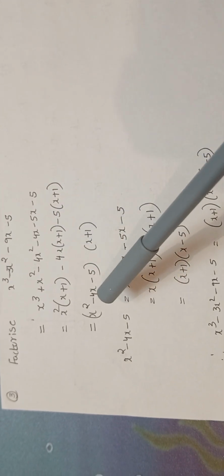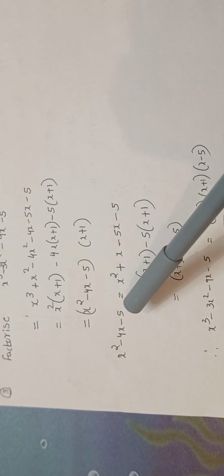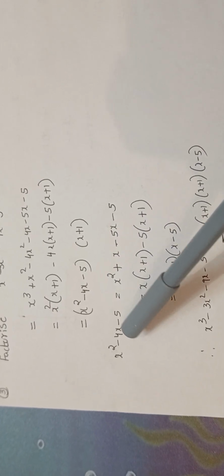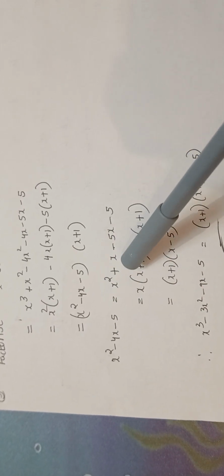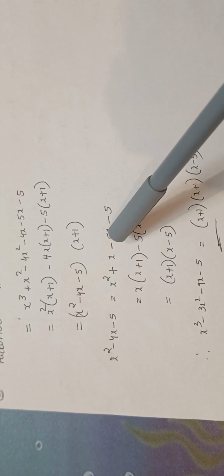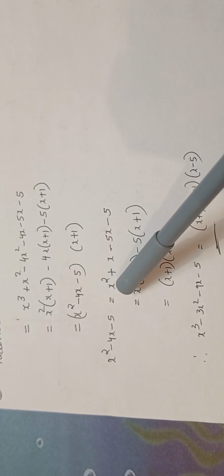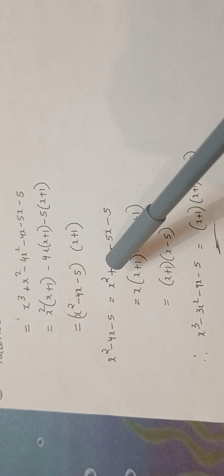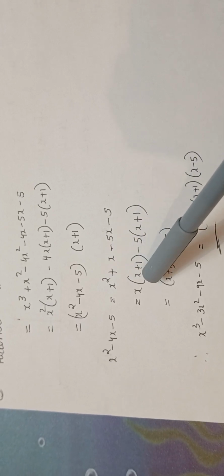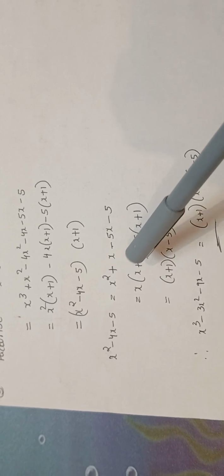And again we have to factorize this one, x square minus 4x minus 5. For this, minus 4x is split into two parts, that is plus x and minus 5x. Again we have to take common. Among these two, x is common and the remaining is x plus 1.